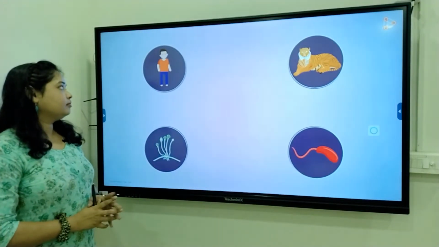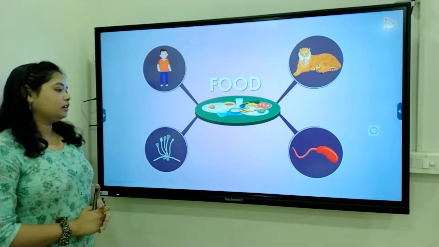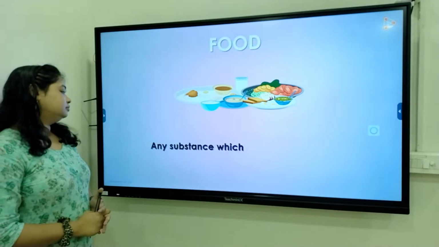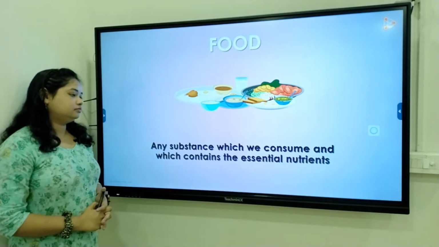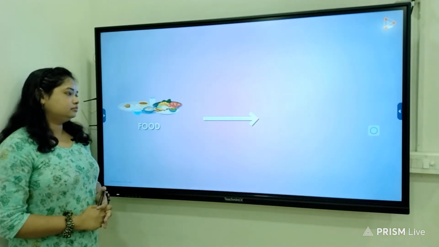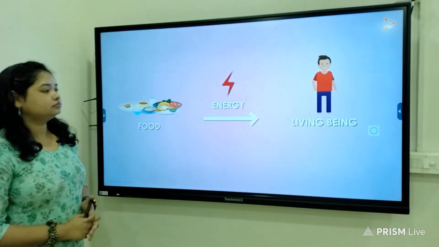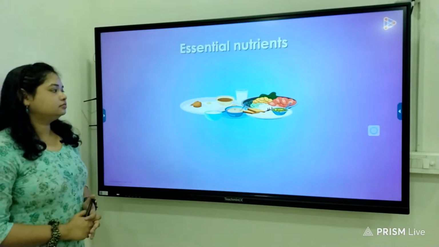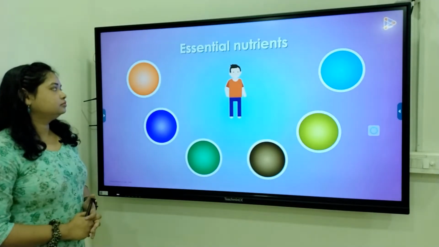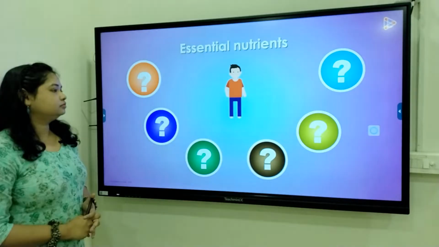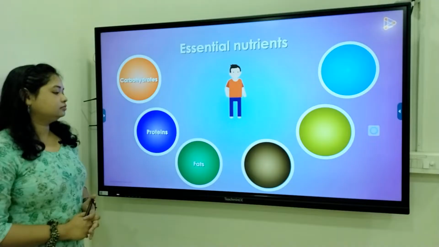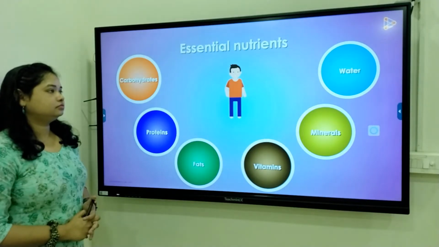We all know that living beings depend on food for survival. What do we exactly mean by this? Food is basically any substance which we consume and which contains the essential nutrients. It means that food is a form of fuel which supplies the required energy to living beings. Our body needs 6 major types of nutrients: carbohydrates, proteins, fats, vitamins, minerals, and water.